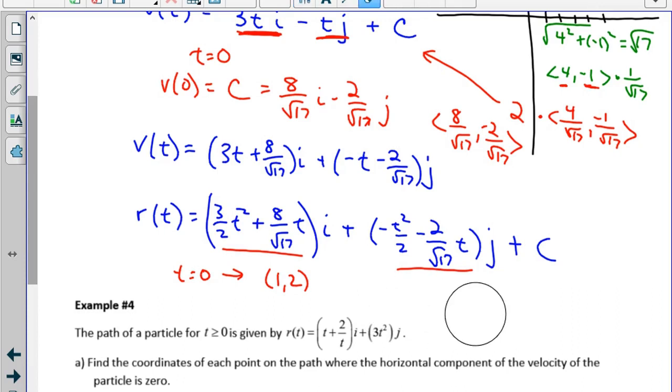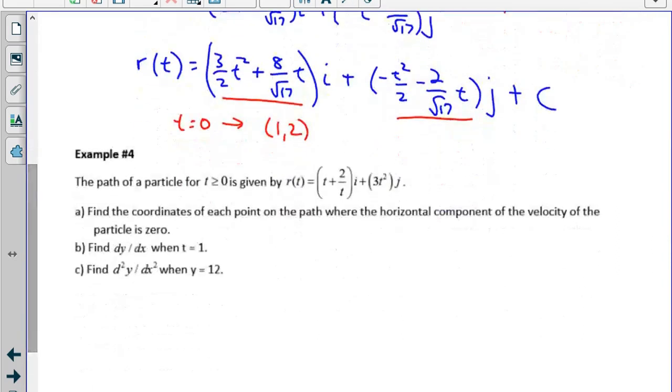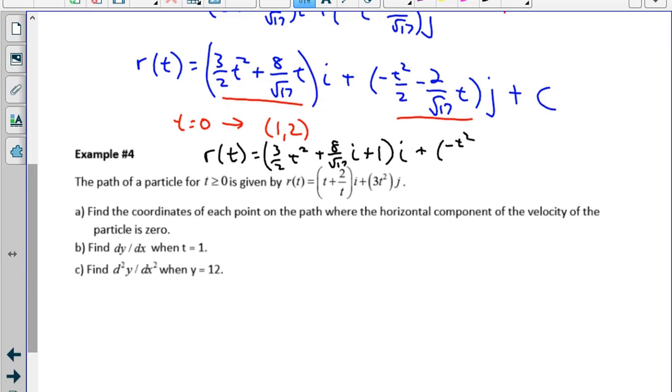So therefore, my final answer, since c is equal to i plus 2j, r of t is equal to 3 halves t squared plus 8 over root 17 t plus 1 i plus negative t squared over 2 minus 2 over root 17 t plus 2 j. And again, that's because I know that c is at 1 comma 2. Well, I shouldn't put 1 comma 2 in parentheses. I should put 1 comma 2 in component form if I'm going to write it like that.